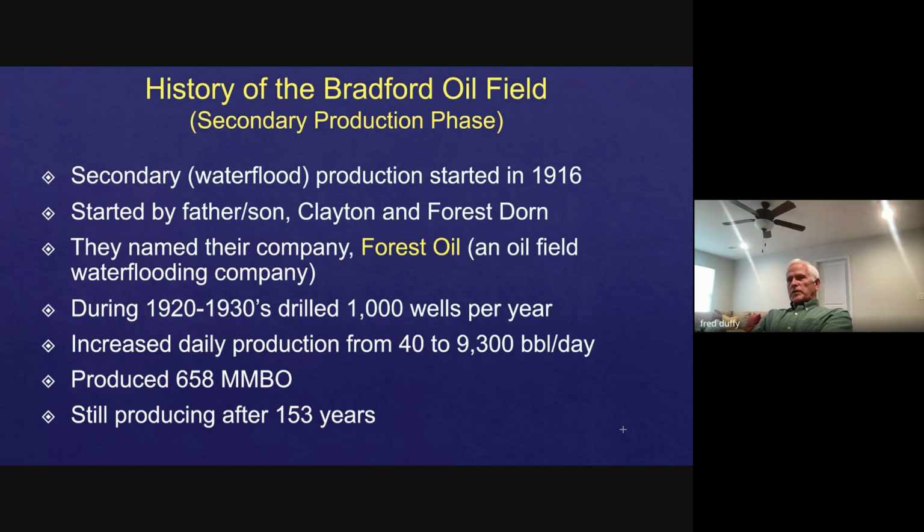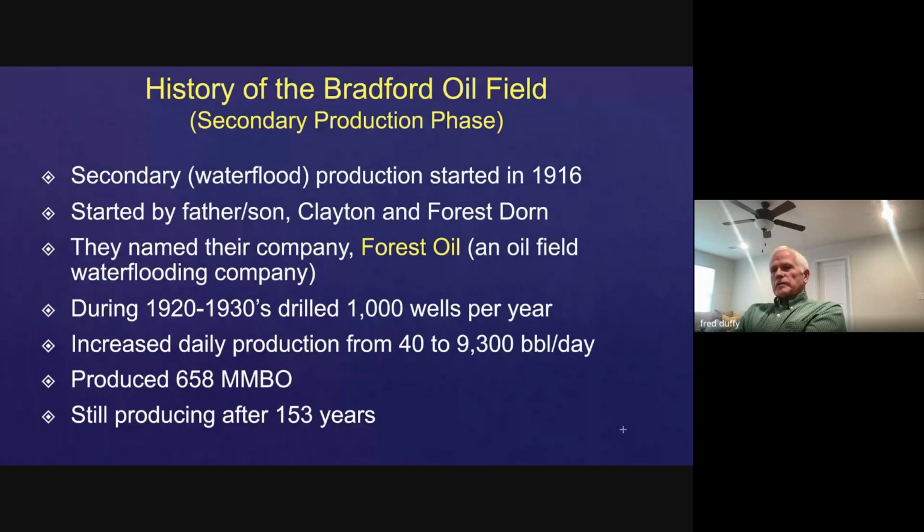And they also tried to keep things as secretive as possible. So during the 1920s and 30s, they drilled over 1,000 wells per year, those wells being injection wells and production wells. And they increased the production from a low of 40 to 9,300 barrels a day. And I would assume they became immensely wealthy over that.